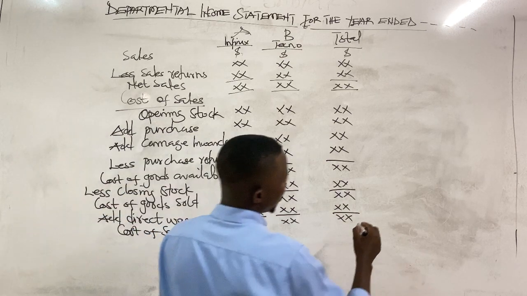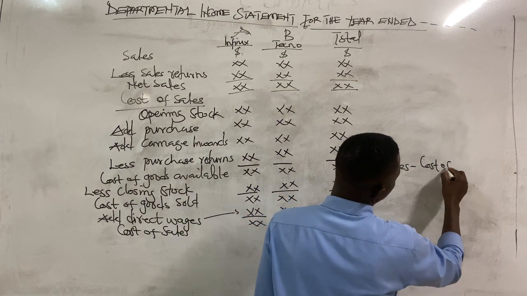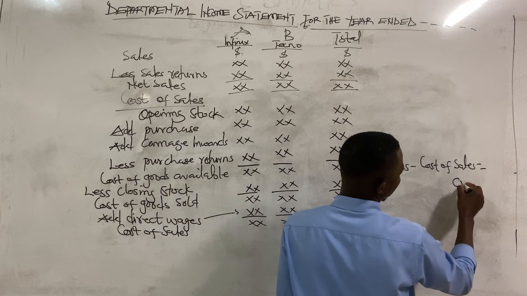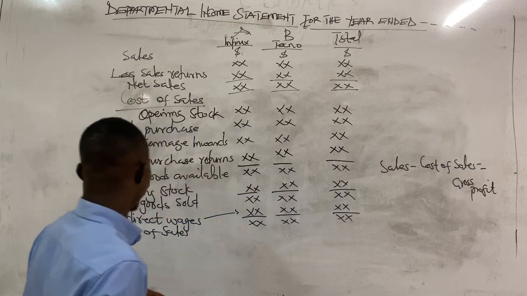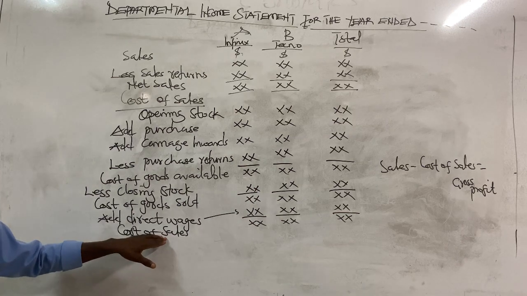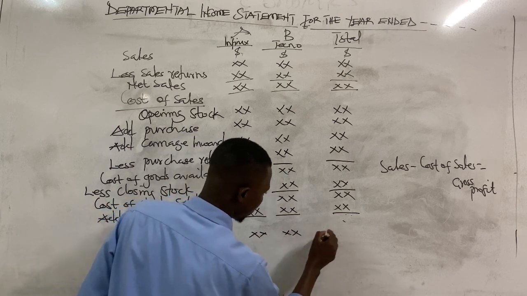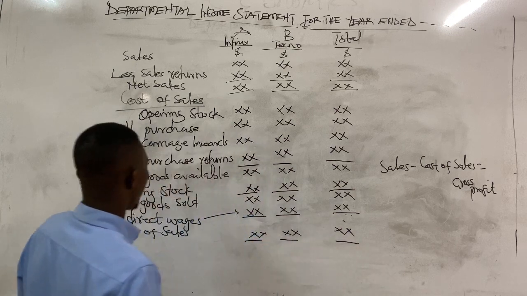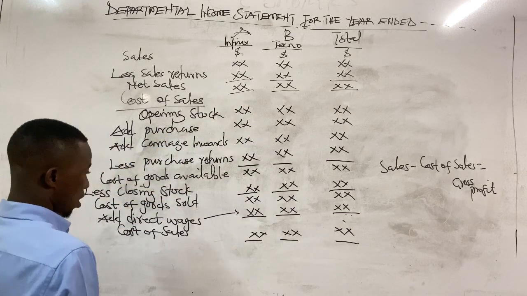And remember, the equation is sales minus cost of sales is equal to gross profit. Gross profit. Exactly. Good. So now we arrive at our cost of sales. Okay. Now we arrive at our cost of sales. So let me bring it here. Cost of sales. And this cost of sales, we are going to take it from the net sales. Okay. To arrive at our gross profit or loss.